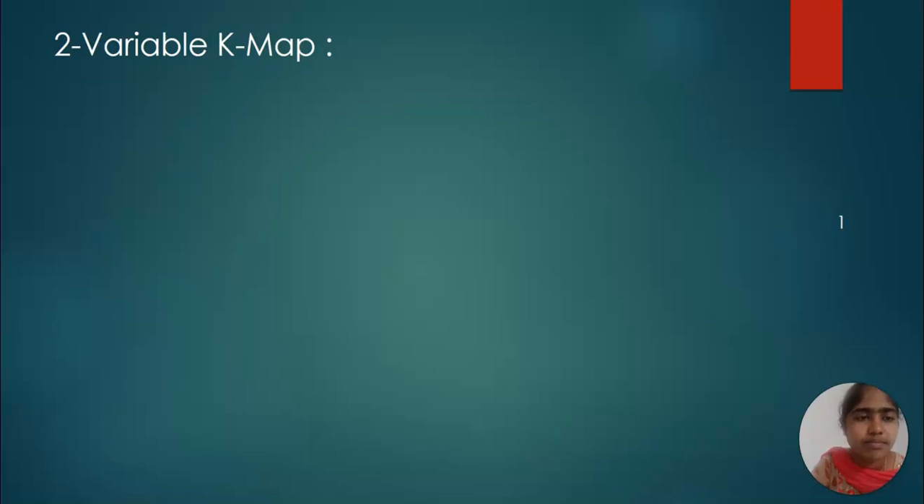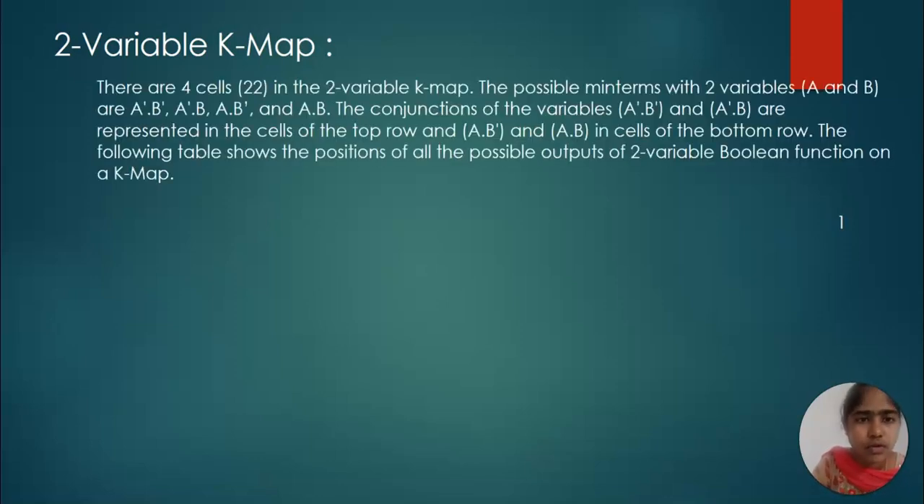Two variable K-map. There are 4 cells in the two variable K-map. The possible minterms with two variables A and B are A complement B complement, A complement B, A B complement, and A B. A complement B complement and A complement B are represented in the cells of the top row, and A B complement and A B in the cells of the bottom row.